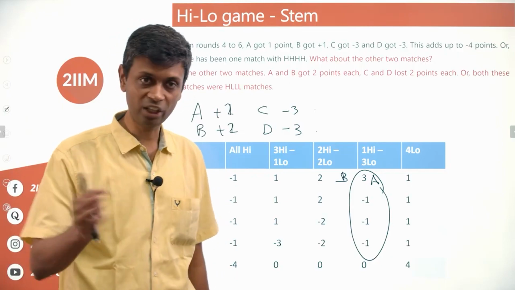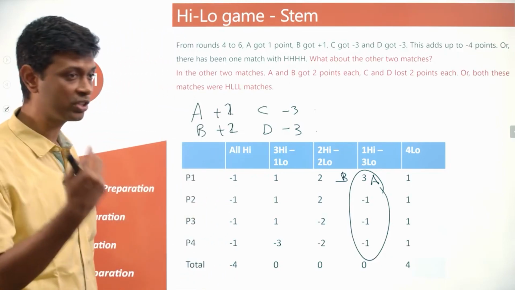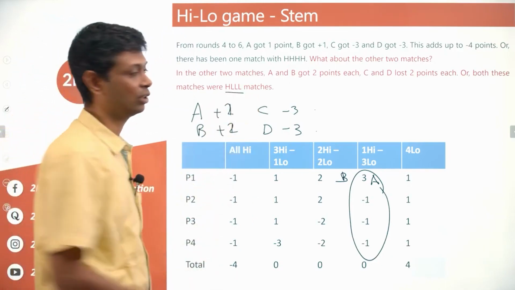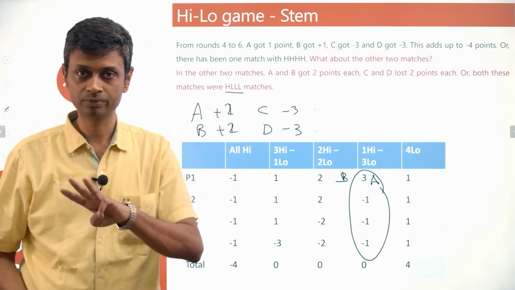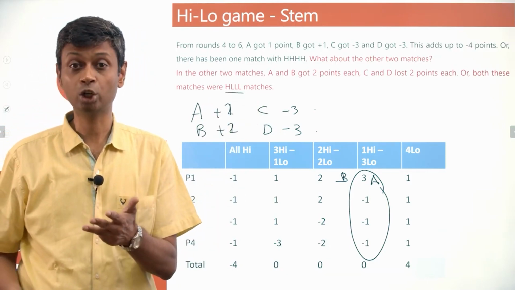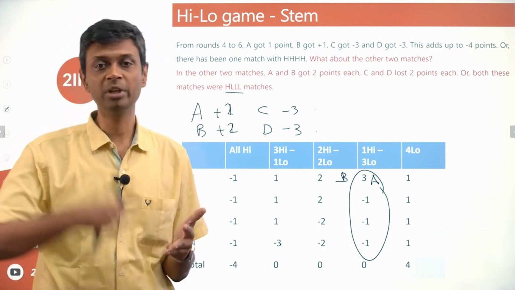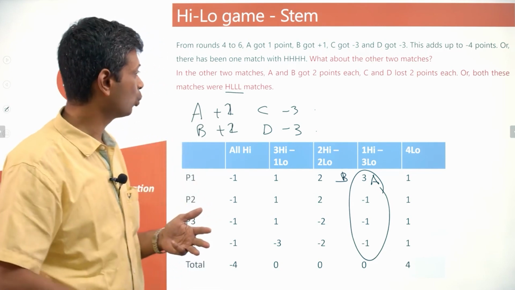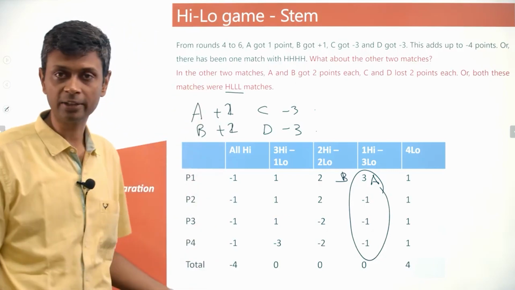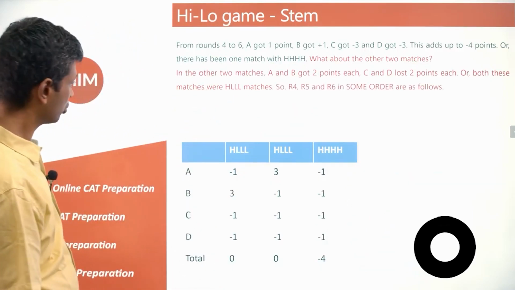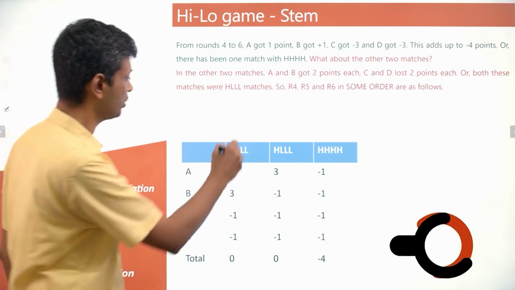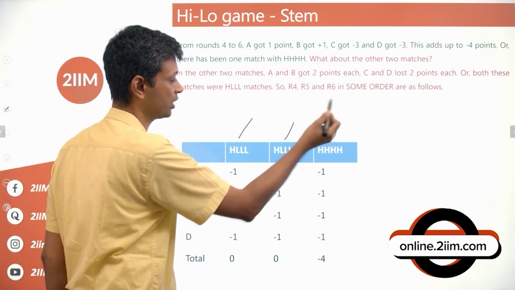So in the last 3 rounds, there are 2 instances of HLLL, 1 high and 3 lows, with A being the H in one case and B being the H in the other case. And there's 1 instance of all 4 being high. Lovely. So let's put that in: 2 instances of HLLL and 1 of HHHH.